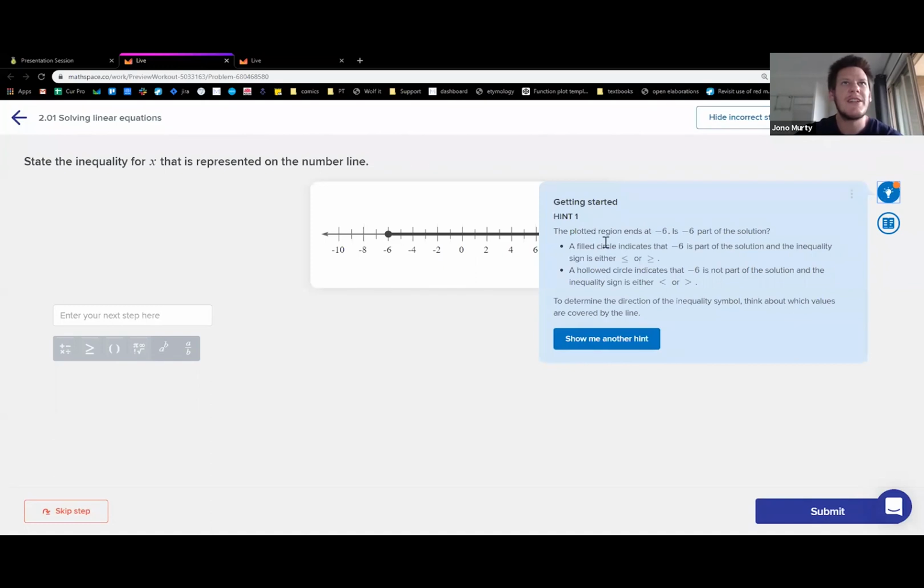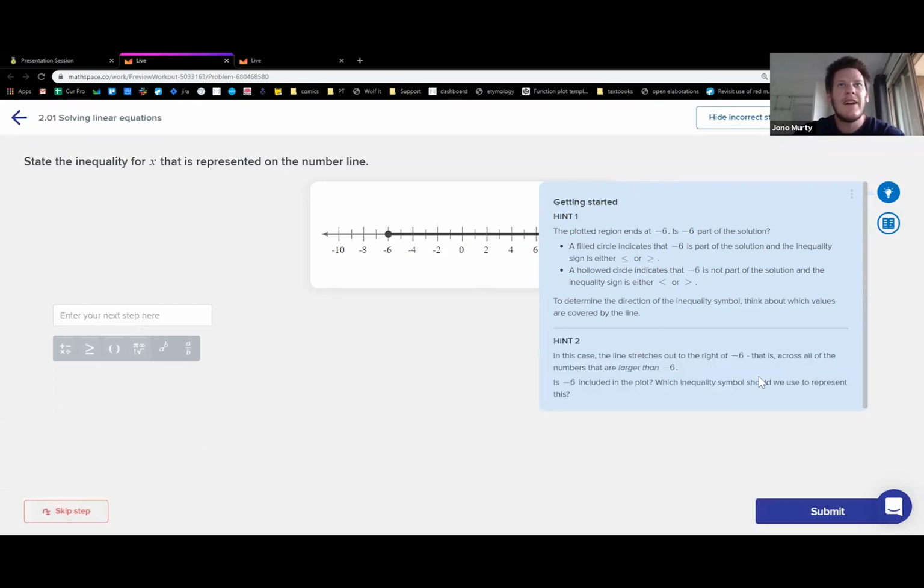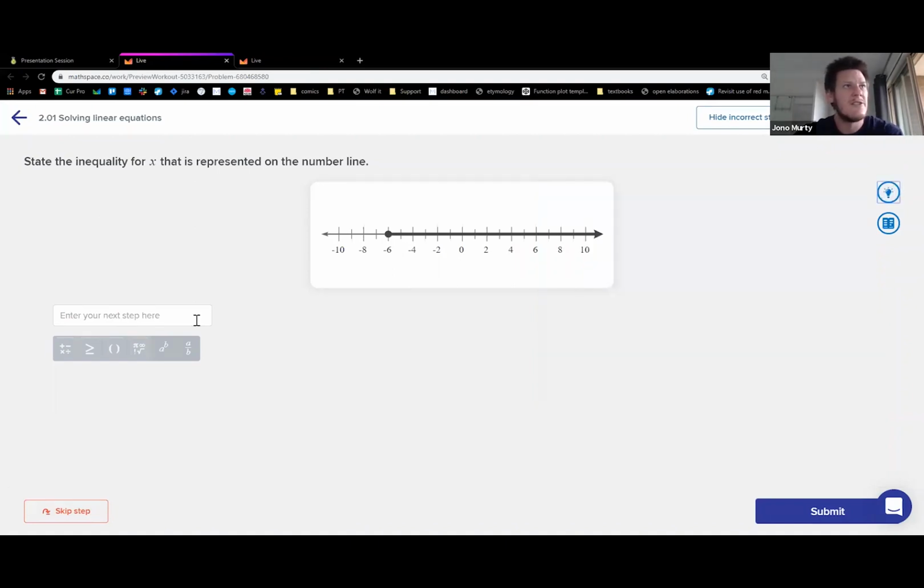So let's just see what the hint says. The plotted region ends at -6 or starts at -6. We can think of that either way. A filled circle indicates that -6 is part of the solution, and the inequality sign is either less than or equals or greater than or equals. That's the first thing. You check that this is solid, so you know it's one of these ones. The hollowed circle is less than or equal to. Now we can see that it covers all the numbers that are larger than -6, and -6 is included.